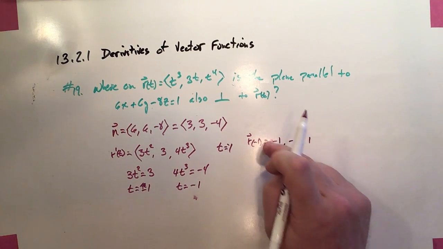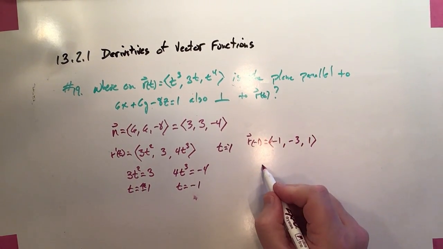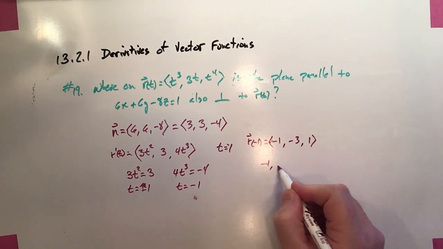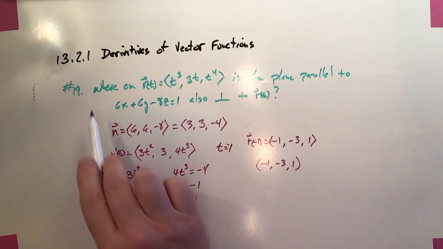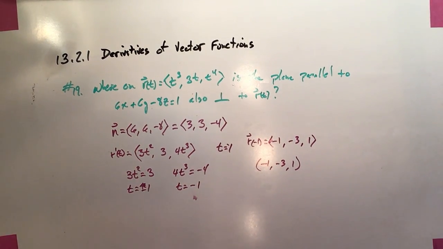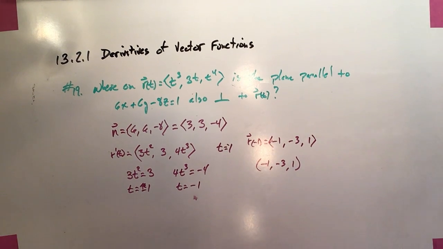So there it is. That's the vector, and of course it points towards that point. So we can also say the point negative 1, negative 3, and 1, that's the location on r(t). When t equals negative 1, it's at this particular vector, and it's at this particular location.